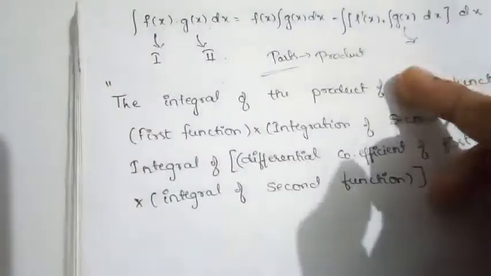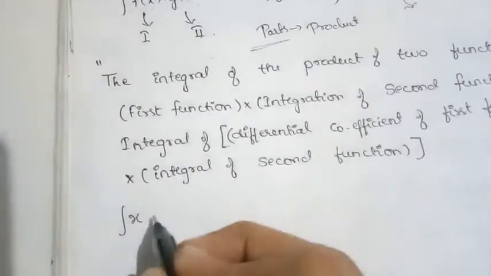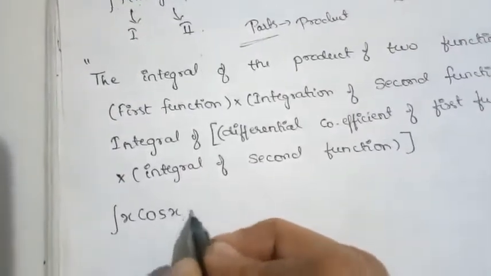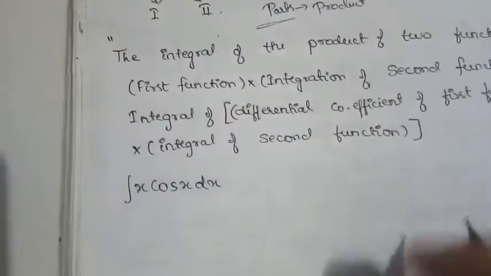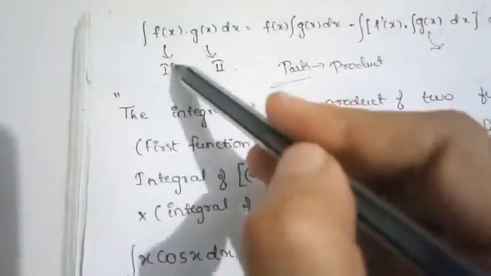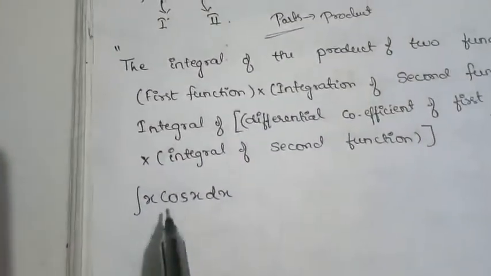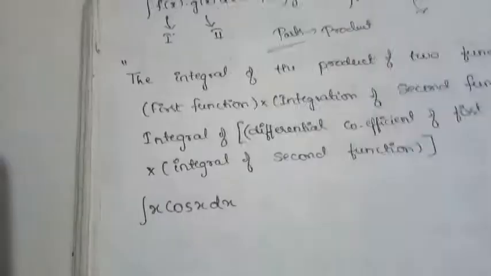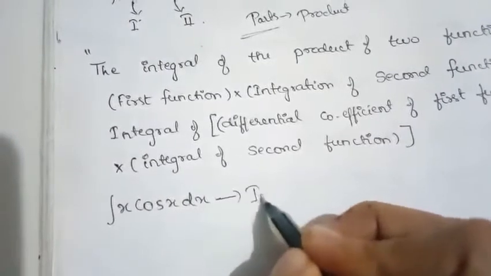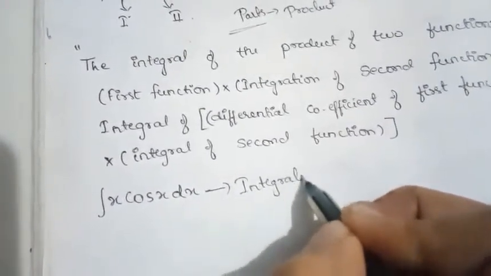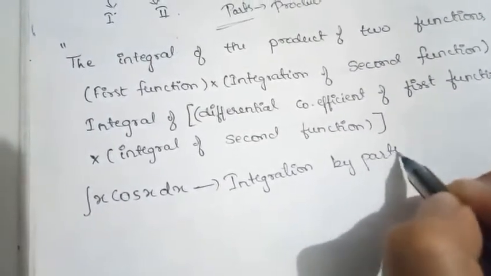So before dealing with this formula of integration by parts, I asked the question: how do we integrate x cos x dx? Here we consider a first function and a second function. Clearly we cannot use any of the other methods, so we are dealing with integration by parts. We are using the integration by parts method to get the integral of this one.